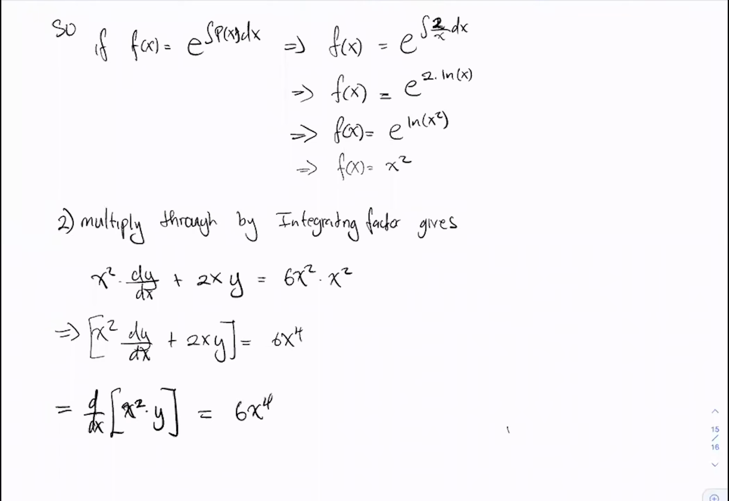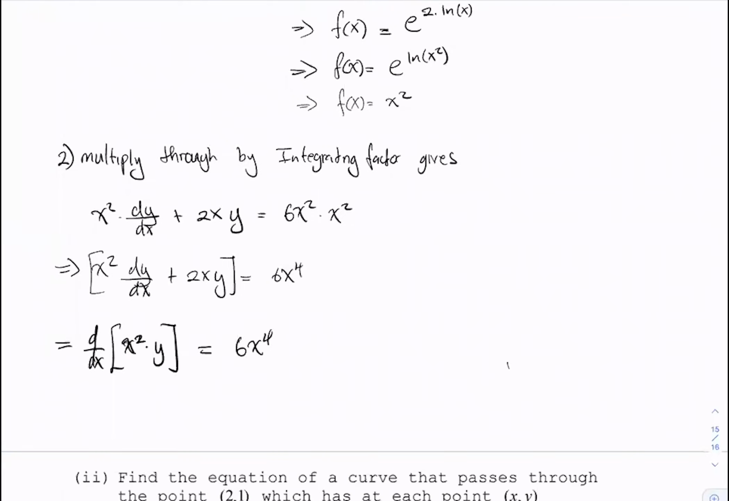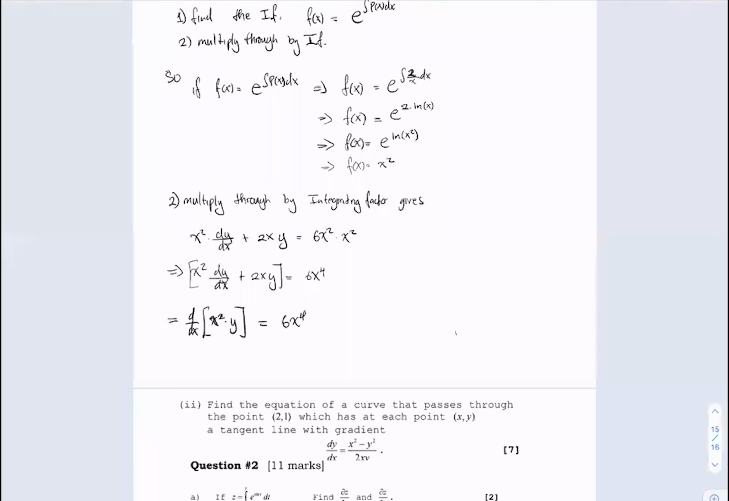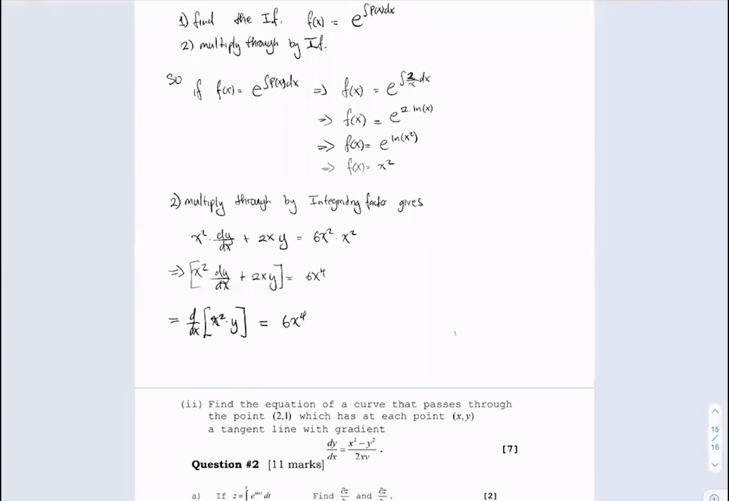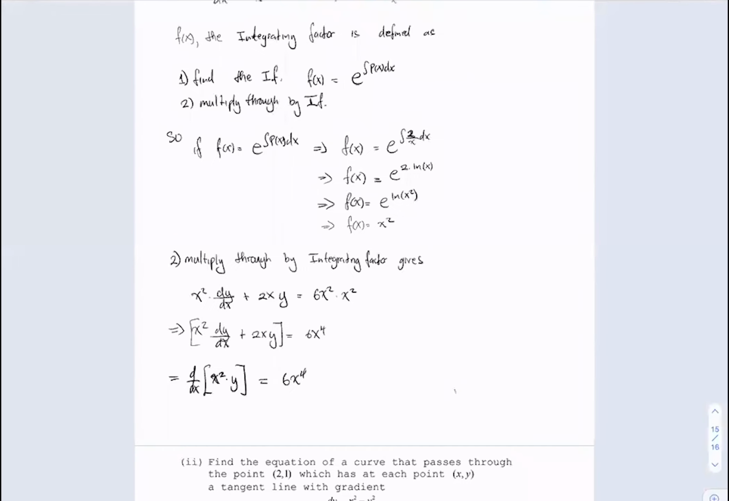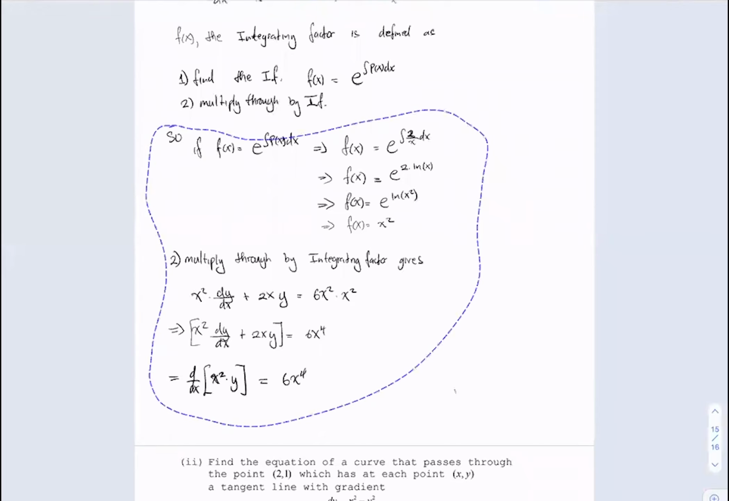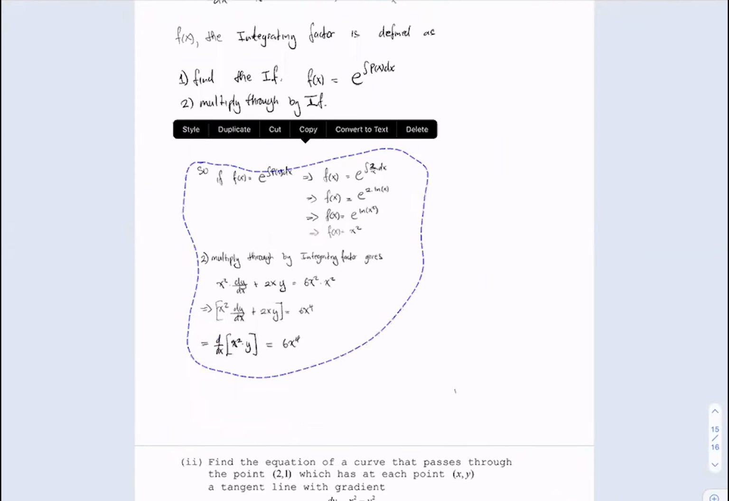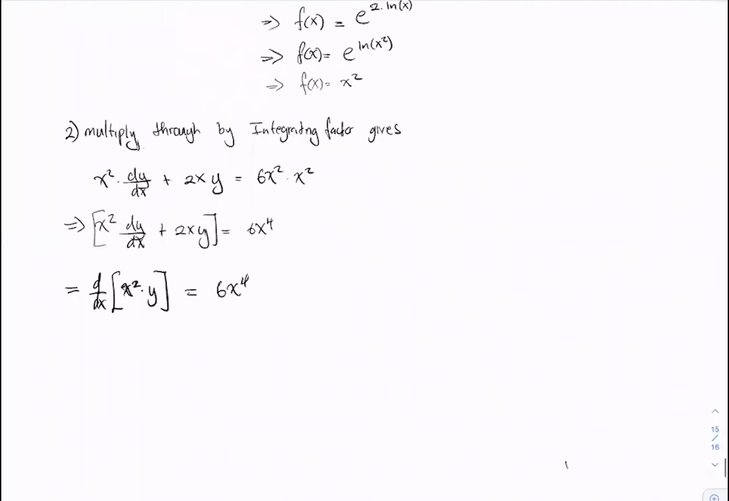6x squared. So I guess I was using a lot of space here. Let's see if we can minimize some of this. Nice. Right?